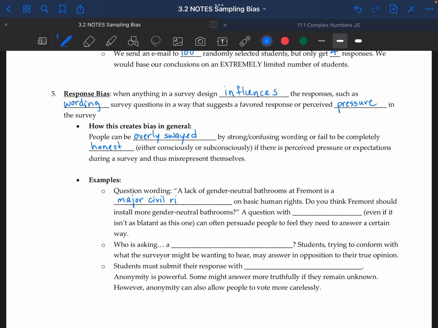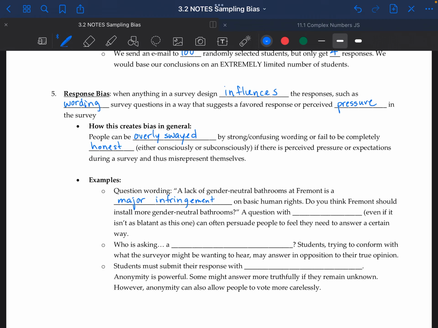A lack of gender-neutral bathrooms at Fremont is a major infringement on basic human rights. Do you think Fremont should install more gender-neutral bathrooms? Okay, so the way that that's questioned there has very strong wording.